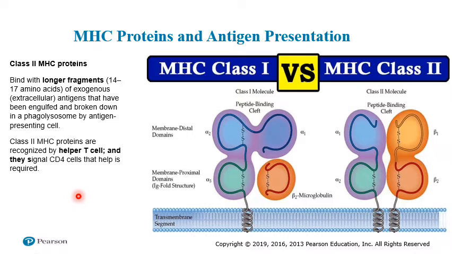The class 2 MHC proteins bind with longer fragments, about 14 to 17 amino acids, of exogenous extracellular antigens that have been engulfed or broken down by an antigen presenting cell. The class 2 proteins are recognized by helper T cells, and they signal the CD4 cells that help is required.